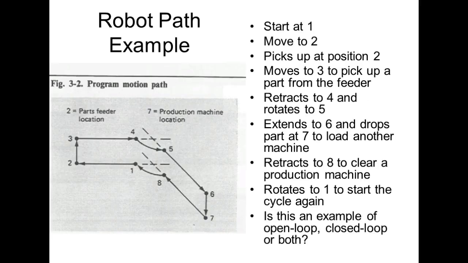So we're going to take a robot. We're going to start at point 1. We're going to move it to point 2. We're going to pick up at point 2. We're going to move it to point 3. Pick up a part at point 3. Retract at point 4. Rotate to 5. Extend to 6. Drop to 7. Retract. Is this open loop or closed loop?